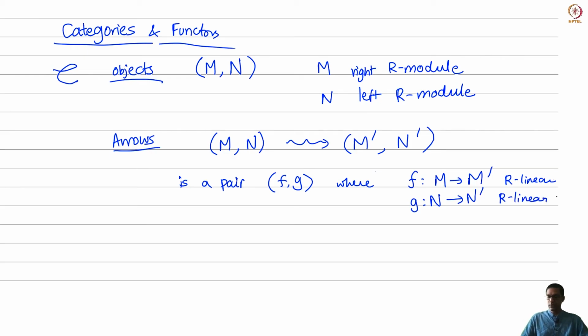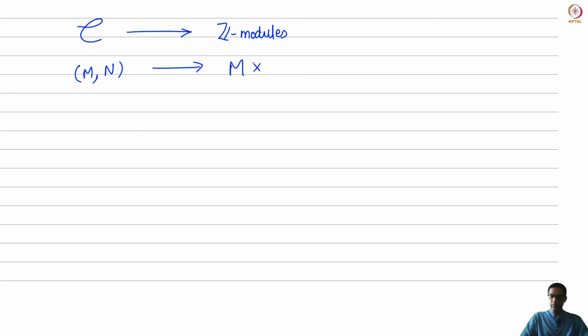So these are the objects and the arrows in this category, and what we are saying right now is that the tensor product can be thought of as follows. It takes objects in this product category C and maps them to objects in the category of Z modules. Now what is this tensor product map? It takes this pair m, n and maps it to m tensor n over R.